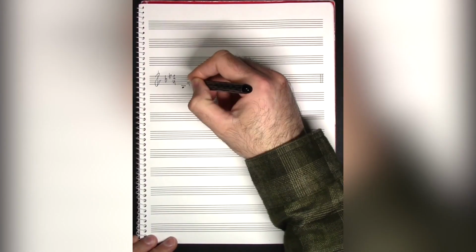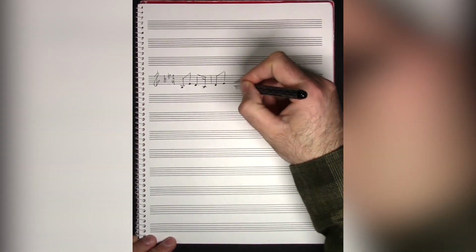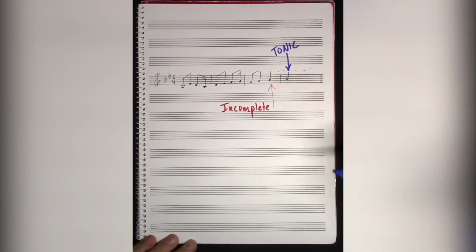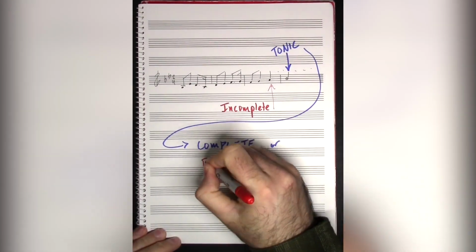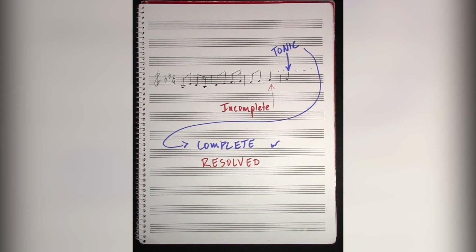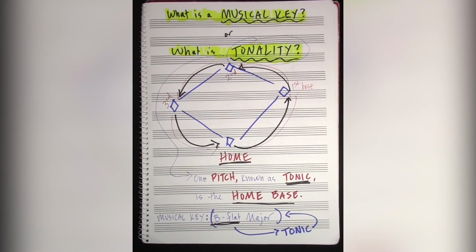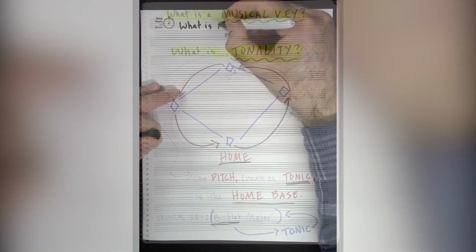Just listen to the following melody. If I stop on this pitch, the melody doesn't feel complete. But if I allow the melody to arrive on the tonic pitch, it feels like it's complete or resolved. This is tonality, music written around a central pitch or tonic, like a runner around the bases on a baseball diamond. What is musical meter?